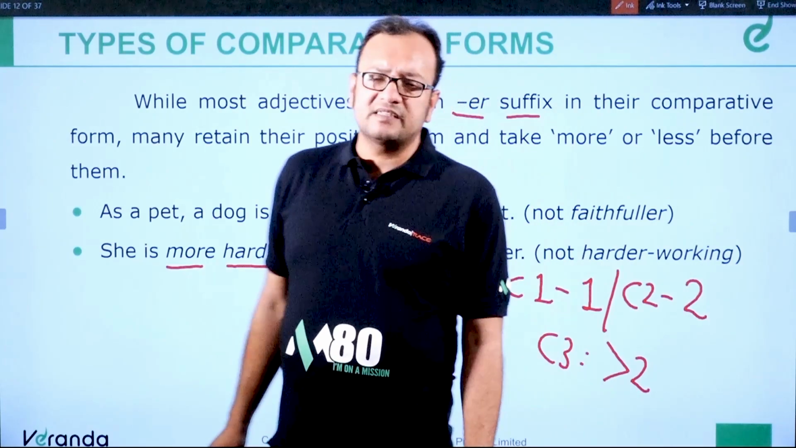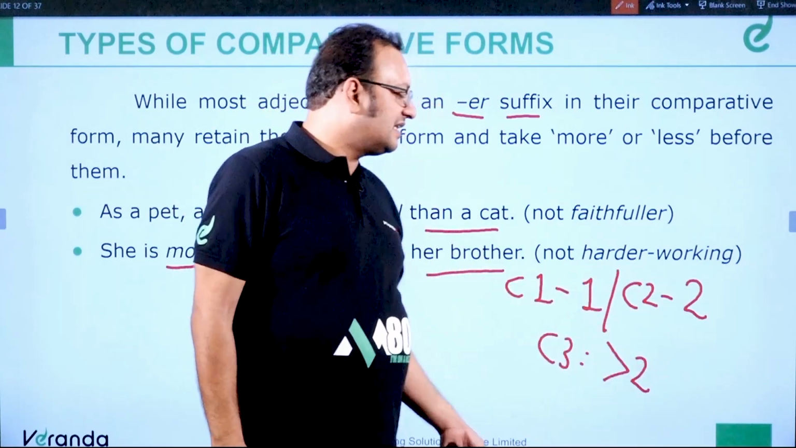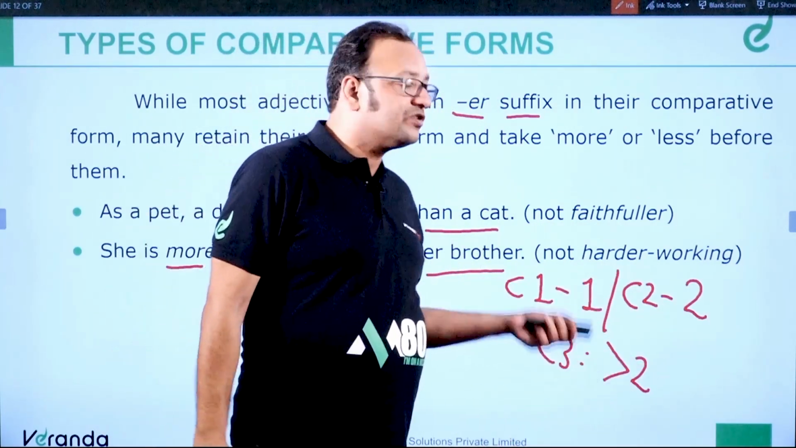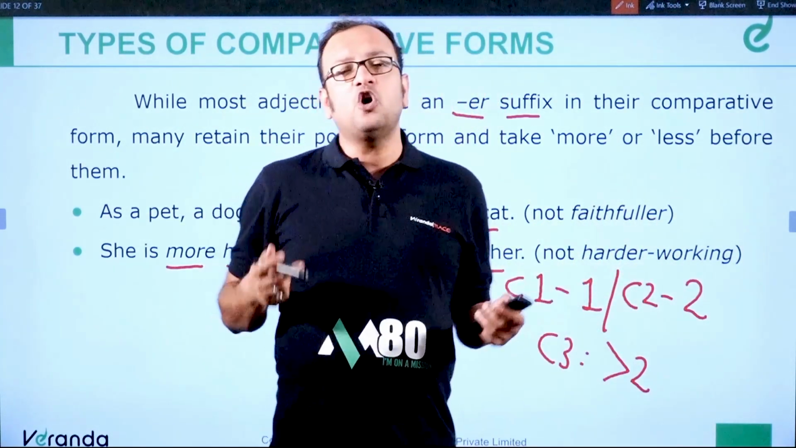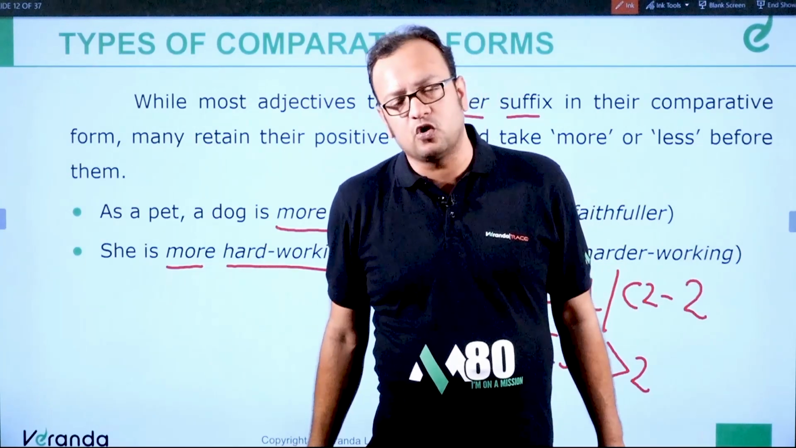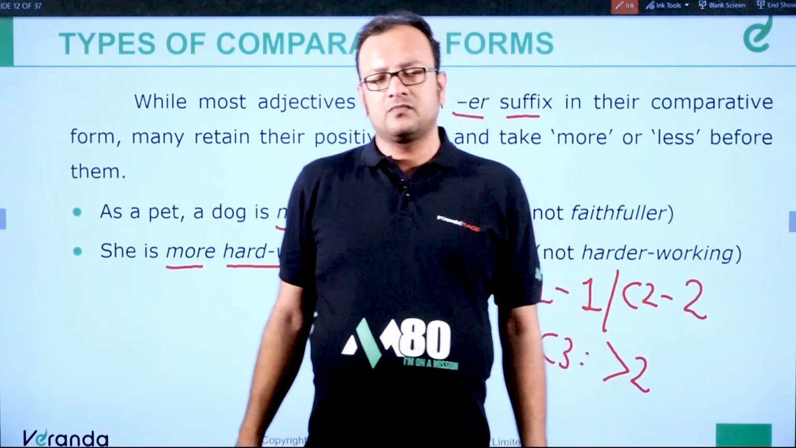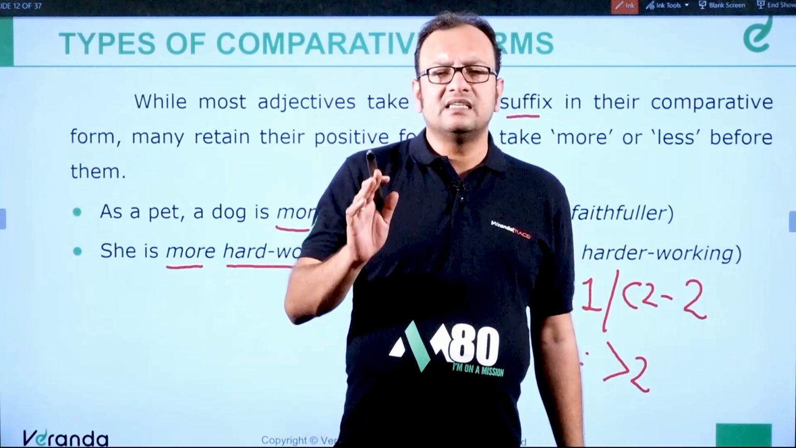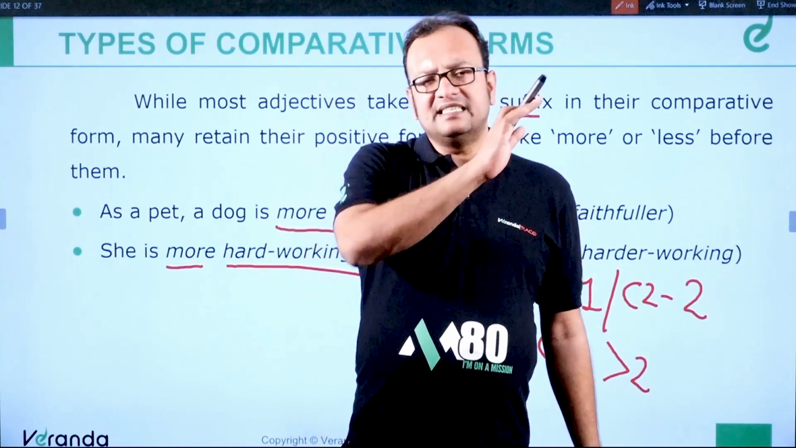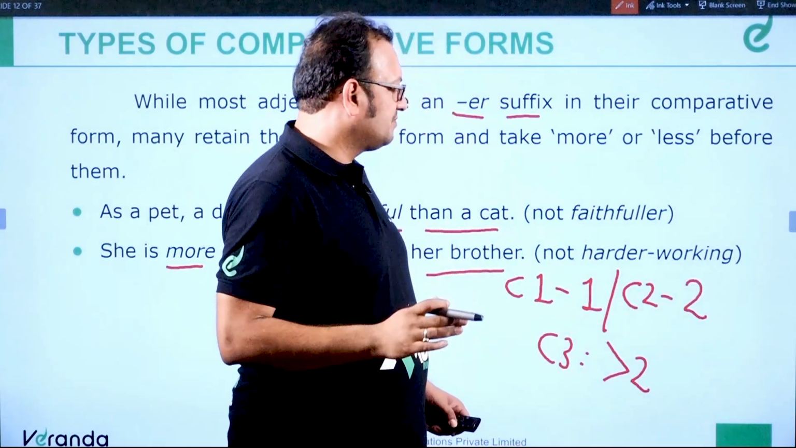Case 1 when only one person is there. Case 2 when two people are there, two entities are there. And case 3 when more than two people are there. In these cases, how do we apply the comparative rule or comparison of adjectives? Number 1. John is smarter than intelligent. Let me write this for you.